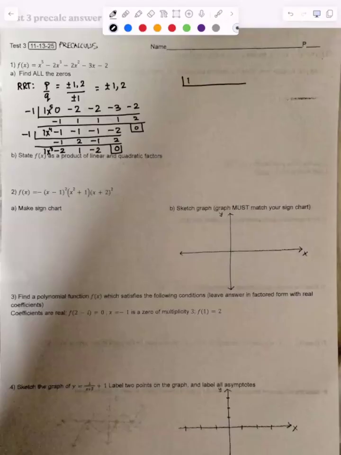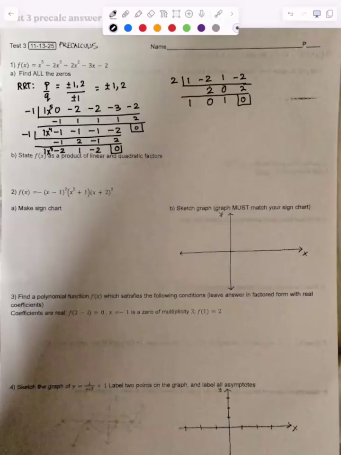So I'm going to just recopy 1, -2, 1, -2. Let's try -1 again. So it's 1, -1, -3, 3, and 1, 4. This is not going to work. We had tried 1 already, so it didn't work. So let's try now 2. Bring down the 1, multiply, add, 1, 2, and done.